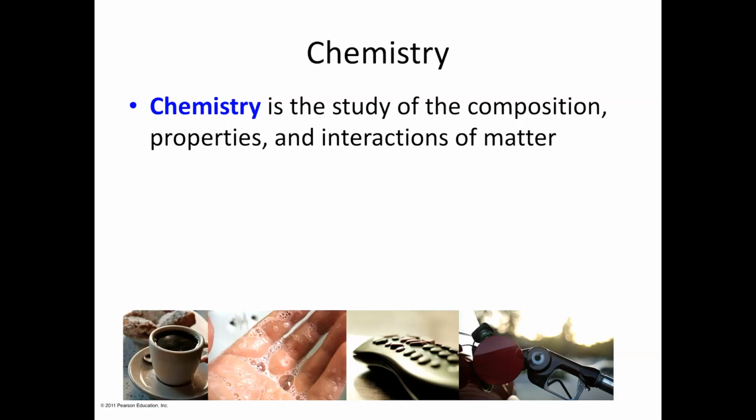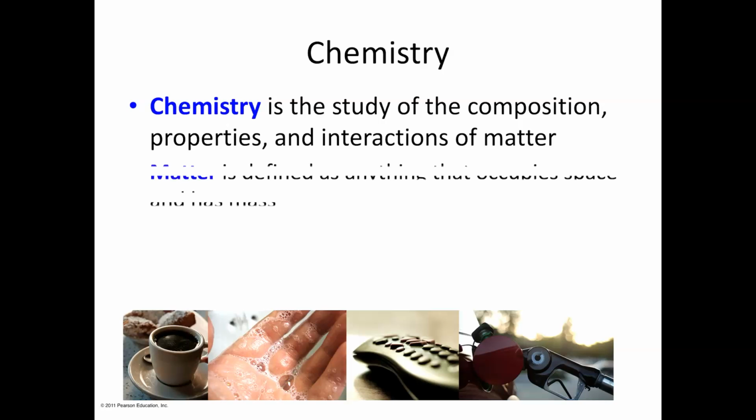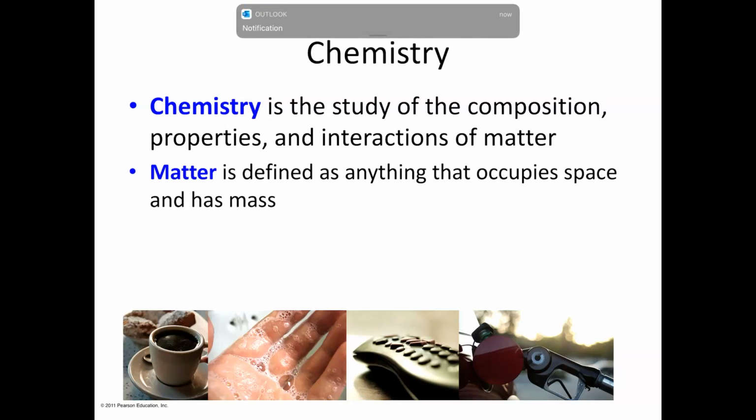So chemistry is the study of the composition, properties, and interactions of matter. That's what we'll be looking at in this class. Now, we'll talk more about matter a little bit later in a couple different chapters, but for now, a very generic definition of matter is anything that occupies space and has mass. So the textbook that you're using for this class, or a pen that you're writing with, or the screen you're looking at to watch this, that is matter. Anything that takes up space and has mass.